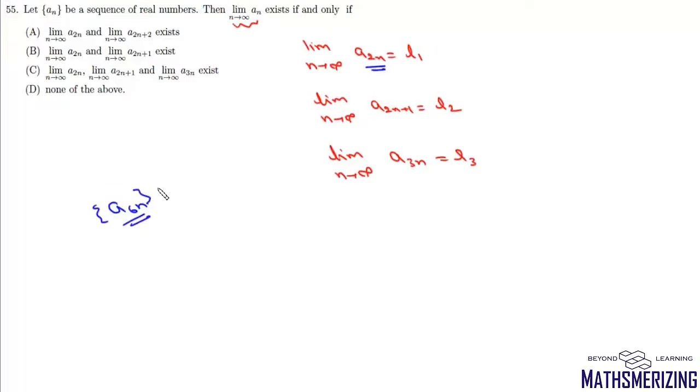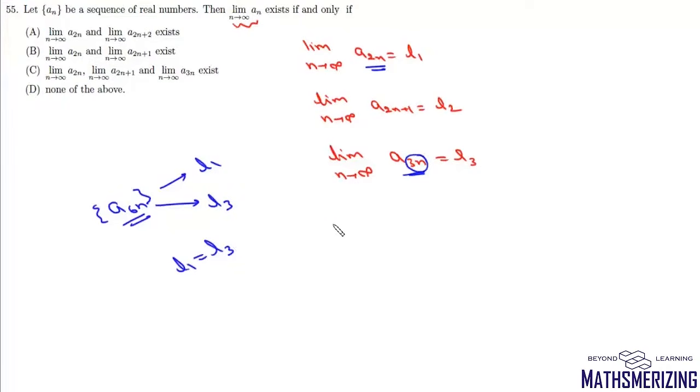So we know that any subsequence will converge to the same limit. So the subsequence will converge to L1. Now 6n is also a multiple of 3n. So that means a_6n is again a subsequence of a_3n. So that means it will converge to L3. So from here we can say L1 must be equal to L3.